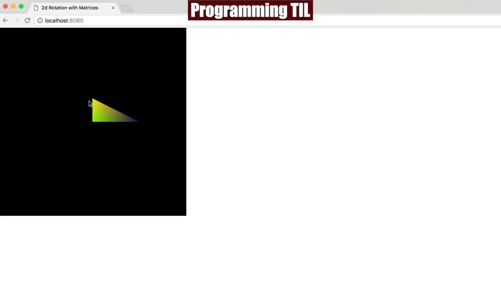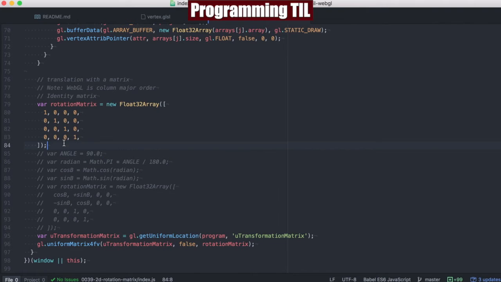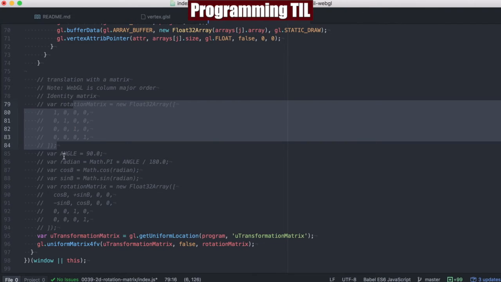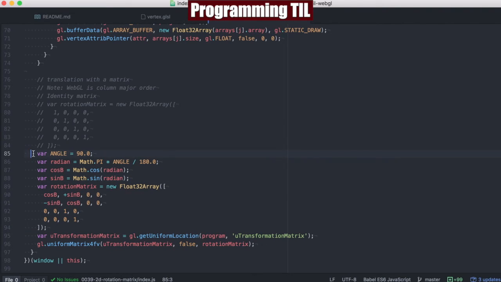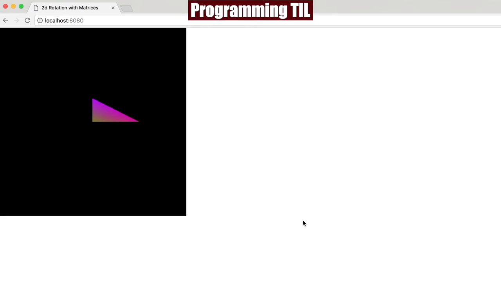So if we look at our triangle as it is, we have it going halfway out, and it goes halfway, or a quarter of the way, up. And so if we go ahead and comment that out, and we go ahead and substitute in our values as before, all of this should look similar to the last time we did rotation in 2 dimensions. And now we just put those values in the rotation matrix and pass that in to the uniform as before. And now when we rotate, boom, it rotates up 90 degrees counterclockwise.